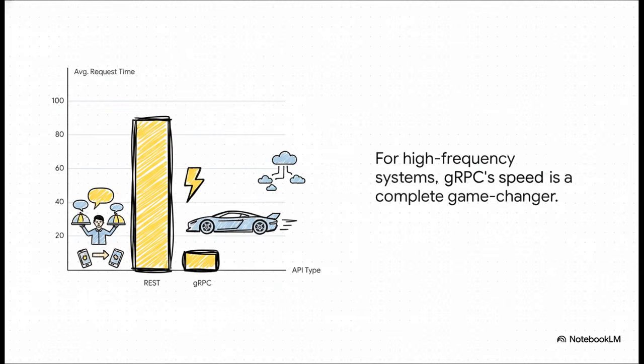Look at that. I mean, REST is fine for most things, don't get me wrong. But when you're a company like Netflix or Uber, dealing with millions of tiny requests between all your internal services, the massive drop in request time you get with gRPC isn't just nice, it's a complete game changer.